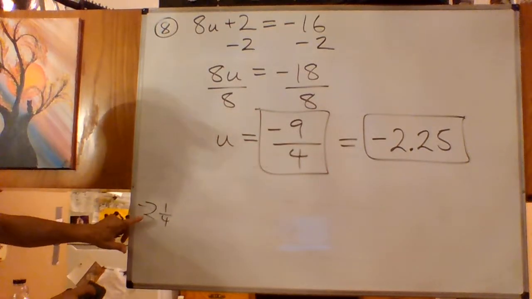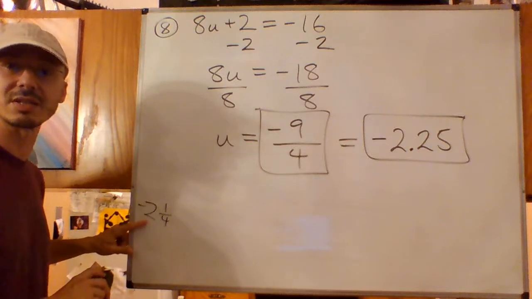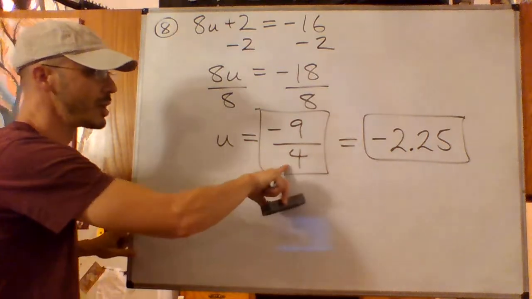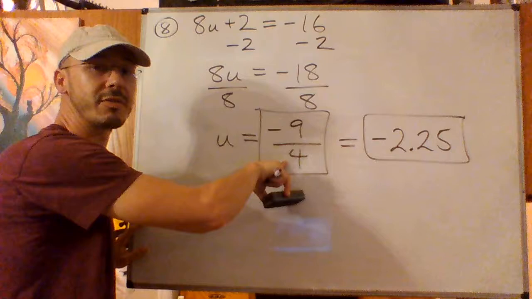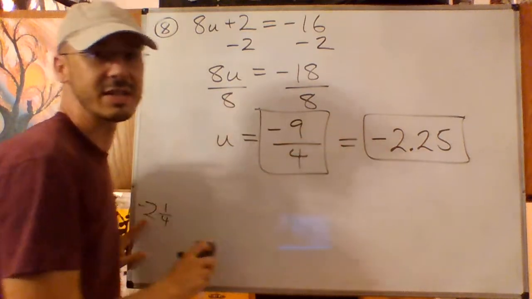This is good in commerce, when you're exchanging, buying, selling, that sort of thing. This is a great way to do it. But in algebra, it's much better to have the improper fraction. And it's all right to have the decimal too.